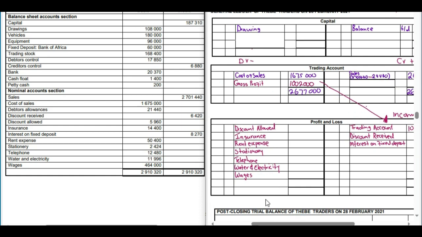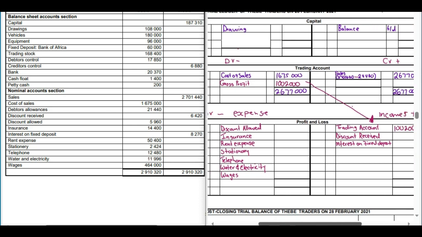And then same thing under your debit side, guys, we are going to record all the expenses of the business. All the incomes and expenses of the business, we'll focus under the nominal section part. And then guys, all the incomes that we have: discount received. There it's an income, it's a discount received.